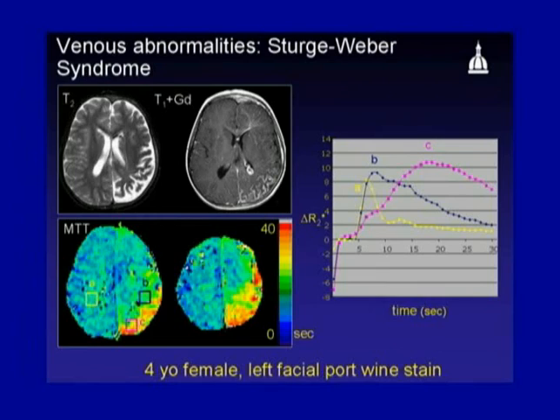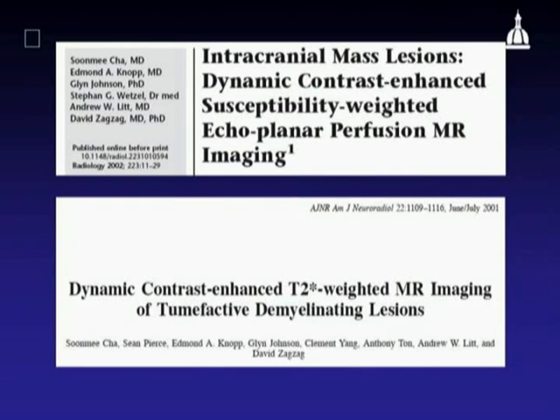When you look at the abnormal hemisphere, you can see in this region here, the arterial arrival looks fairly normal, but then there's a very slow washout. If you go to the most severely affected area here, actually the arterial arrival is somewhat delayed. But again, there's a very, very protracted venous washout. So this could also be useful in looking at abnormalities of the venous system.